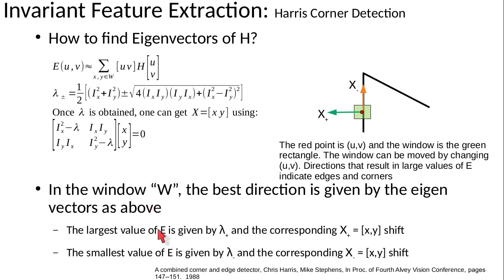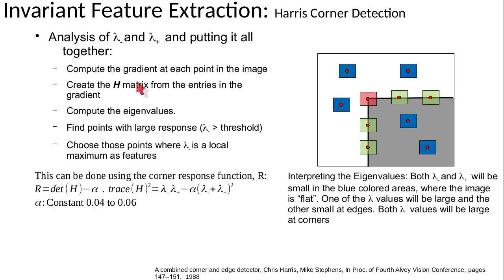The larger eigenvalue of E, let's say, is lambda plus, and the corresponding values of x plus are x comma y. Shifting in the direction of x plus would give you the largest change of E. Similarly, if the smaller eigenvalue is lambda minus and the corresponding eigenvector is x minus, then moving in x minus will give you a smaller value of E, or lead to lesser change in the sum of square differences. Now, how do the eigenvalues allow us to identify corners?